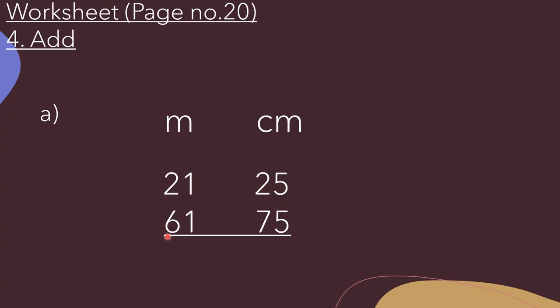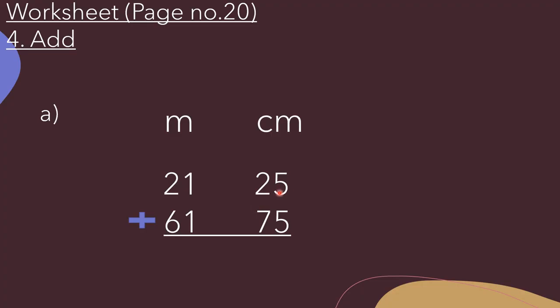Now question number 4, add. So here in A part it is given meters and centimeters, okay. Now we have to add 21 meters 25 centimeters and 61 meters 75 centimeters. Now here plus sign is given, okay. Now we will start from our right hand side, and always we have to solve smaller unit first of all.